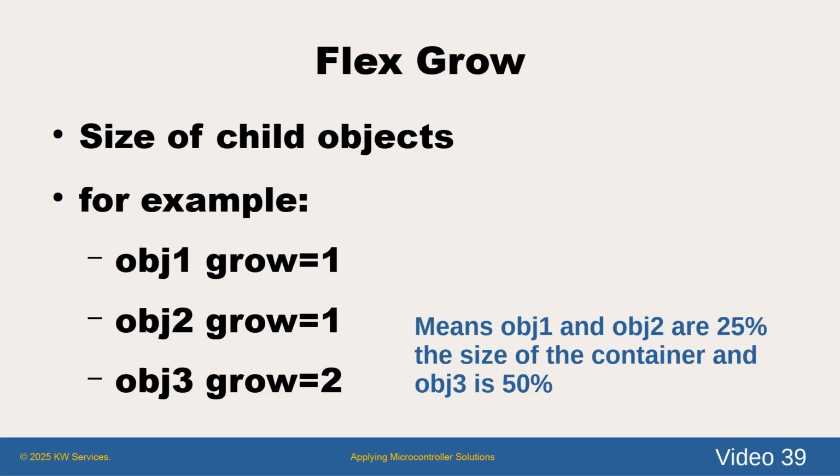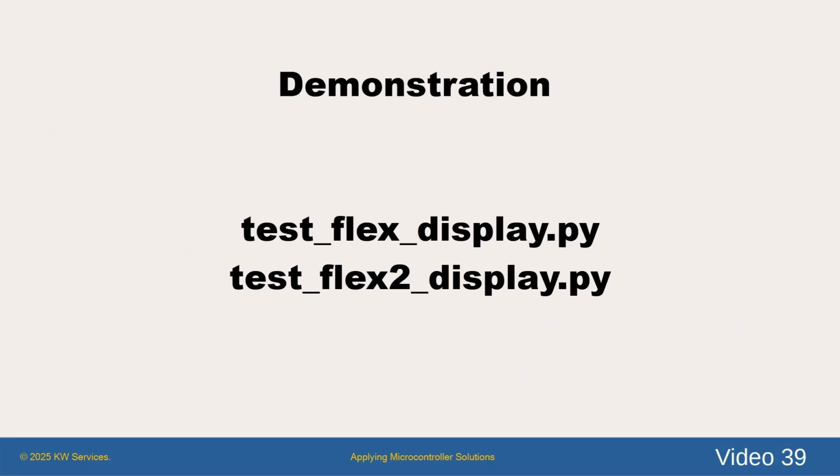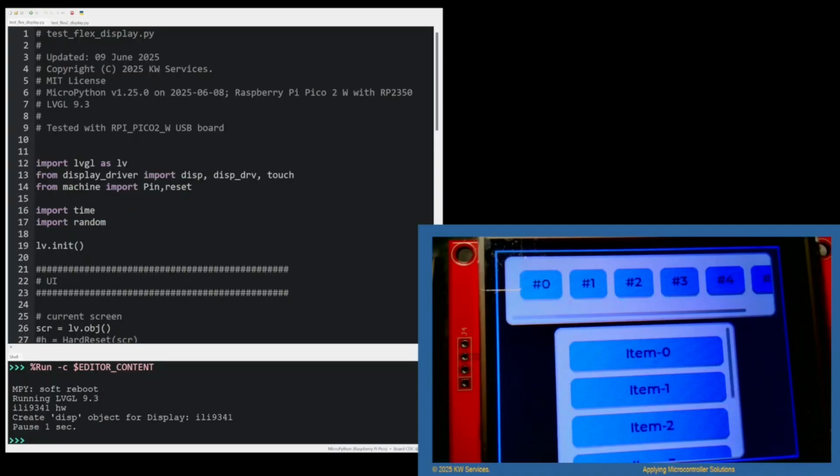Now that we have an idea of the approach, let's see what actually happens. We shall open the 2 demonstration programs in Thonny. I've already clicked the green run icon to execute the first program, which is test_flex_display.py. In the first row, we have a container with 6 buttons. Underneath the row, we have another container with 6 buttons, but in a column. Notice that the first container scrolls right or left, whereas the second container scrolls down or up.